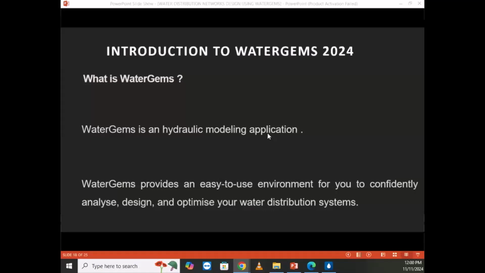So it will help you to do your design, your analysis, and your optimization quickly. You will see it after, but it will help you to do all of those things with the water distribution system, as you are focused on it, quickly.